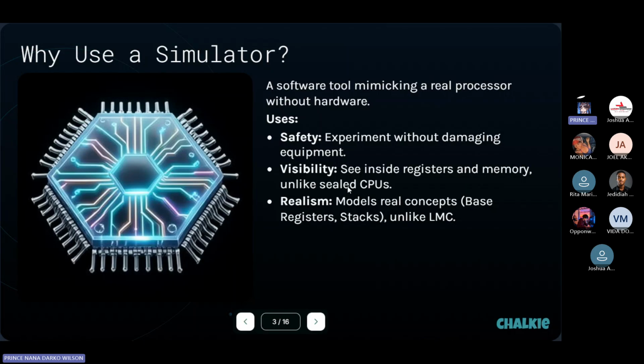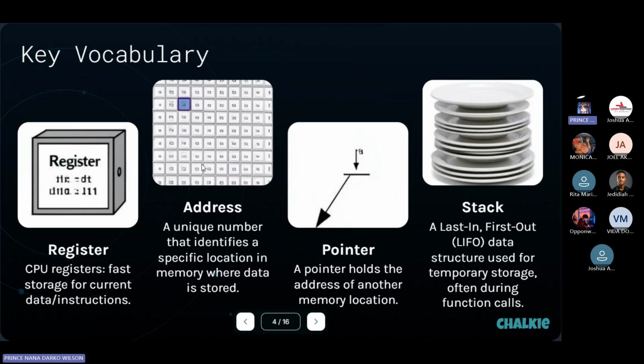and hardware as well. Here are some key vocabulary that you should look out for as we proceed in the lesson. There is the register. The central processing unit registers are fast storage for current data or instructions. Then we have the address, a unique number that identifies a specific location in memory where data is stored. We've been mentioning things like memory address, instruction address, etc.